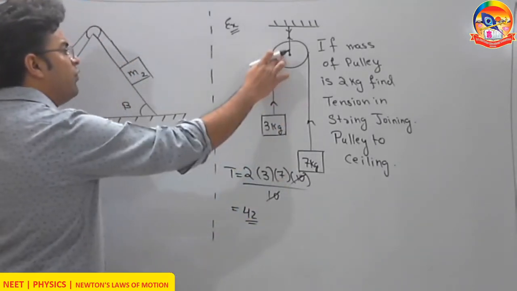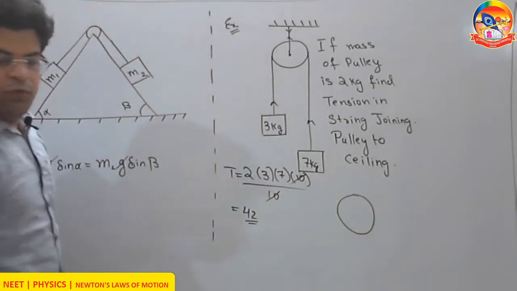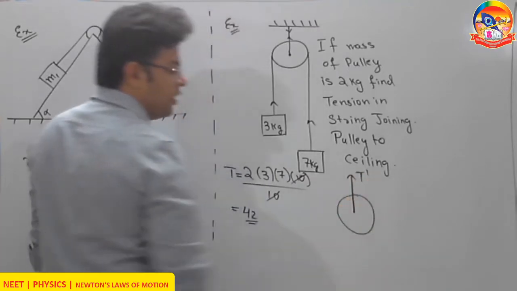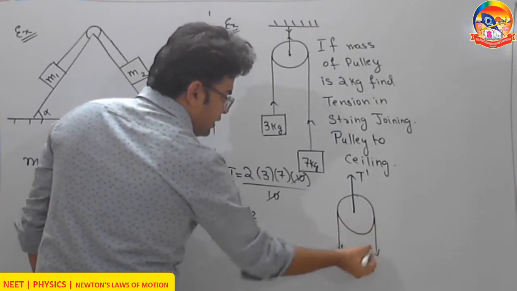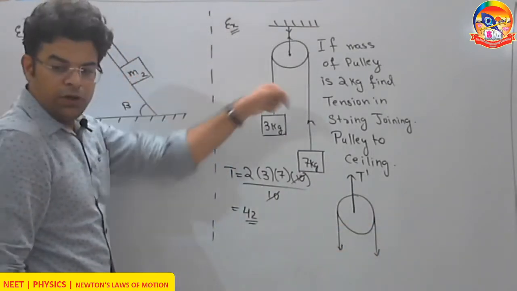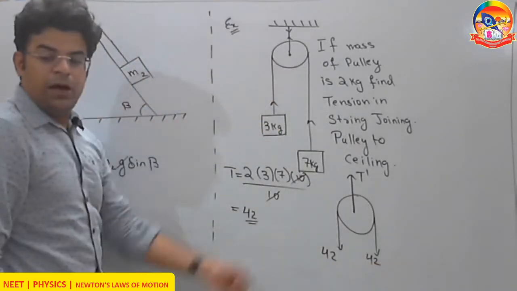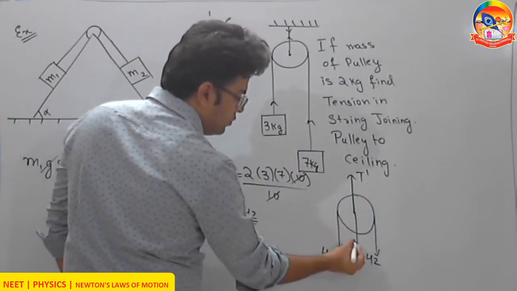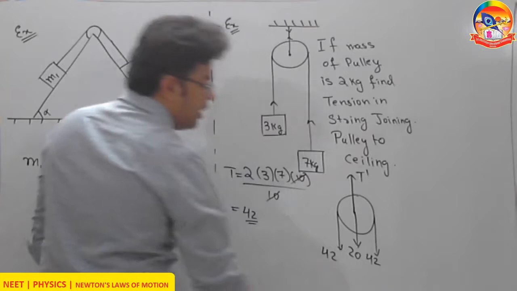Now, if we make the free body diagram of this pulley, let's say the force of tension because of the string connected to the ceiling is T dash. There are two forces of tension because of the two strings, 42, 42, pulling it down. And there will be a force of weight as well because today this pulley is not massless. So that force of weight has to be equal to mg, so that will be 20.